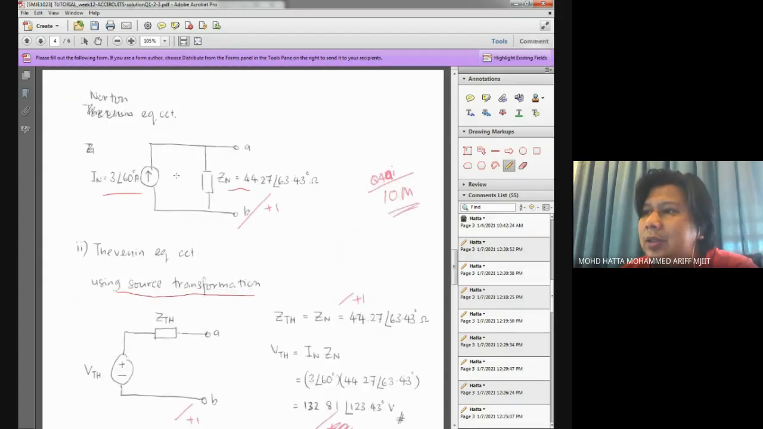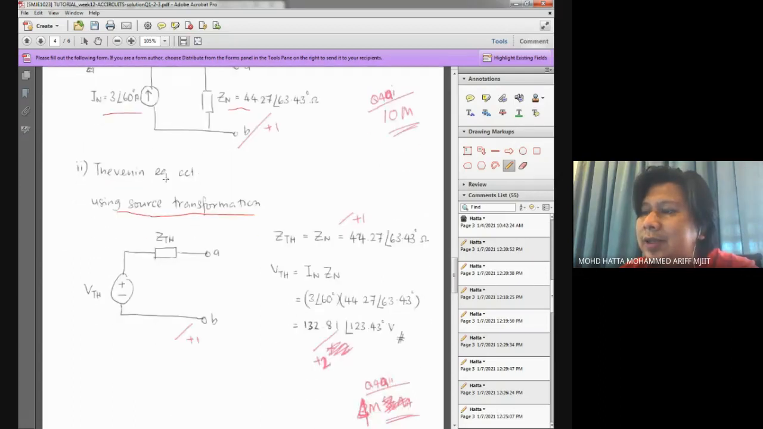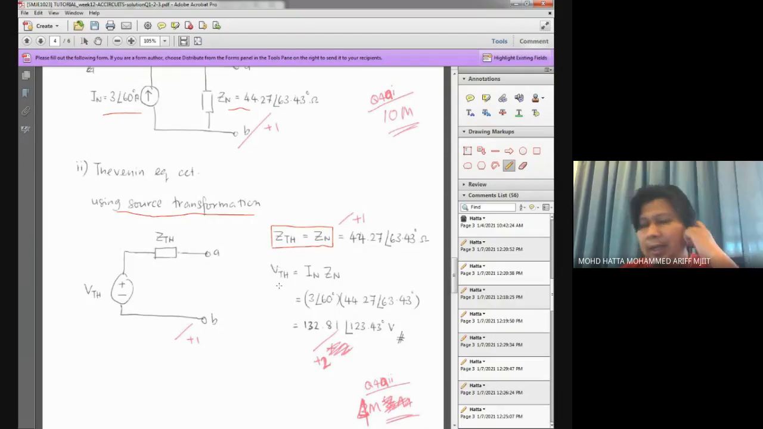So here is what happened in the solution. I have this Norton equivalent circuit, and I try to convert it into a Thevenin equivalent circuit. VTH is not coming from the original circuit; it's coming from the Norton equivalent circuit over here. ZTH is supposed to be equal to Zn, the Norton impedance, so the value is not changing: 44.27 with an angle of 63.43 degrees.